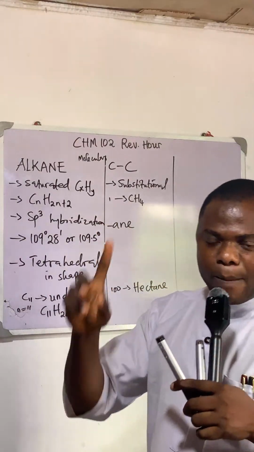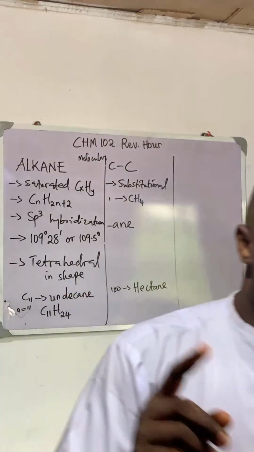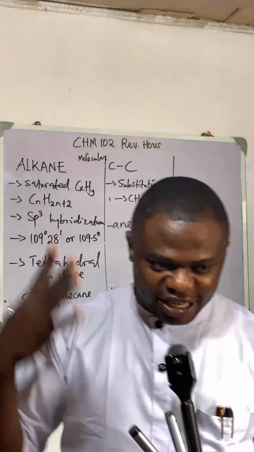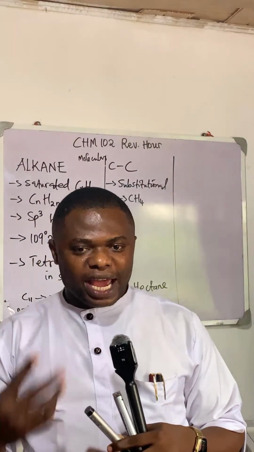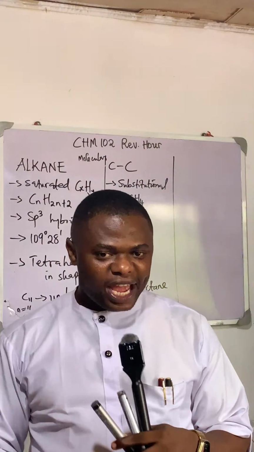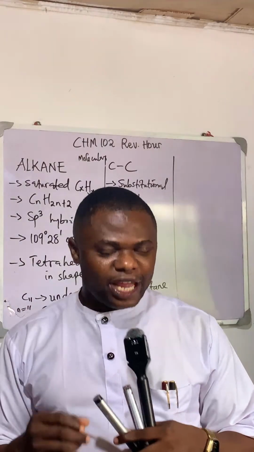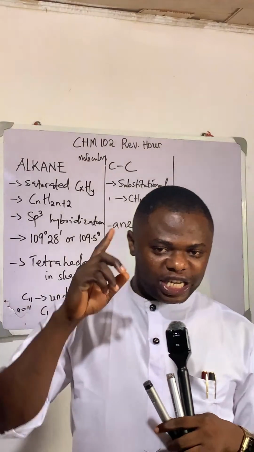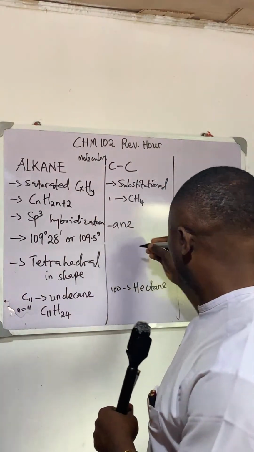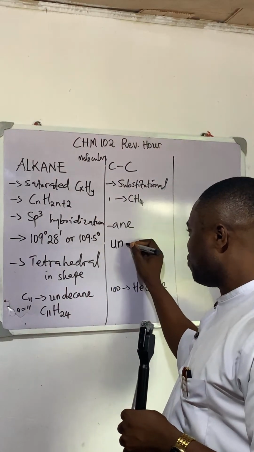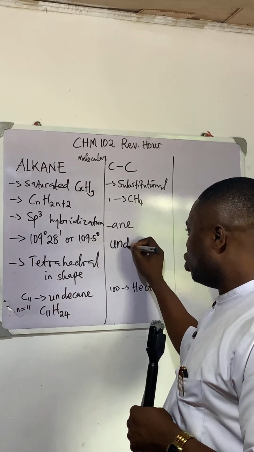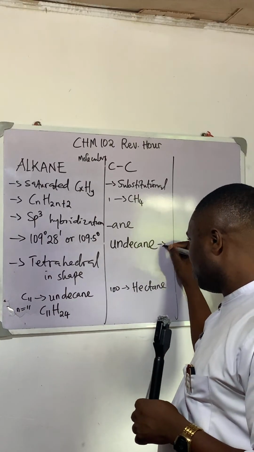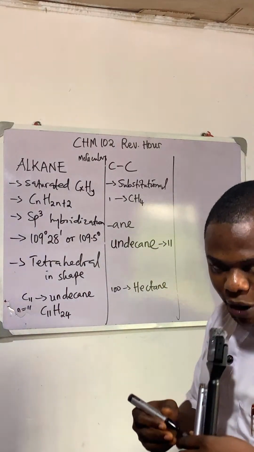Methane, ethane, propane, butane, pentane, being number 5, hexane number 6, heptane number 7, octane number 8, nonane number 9, decane number 10, undecane. You know this one, the "un" from French. Undecane is number 11, an alkane with 11 carbon atoms.